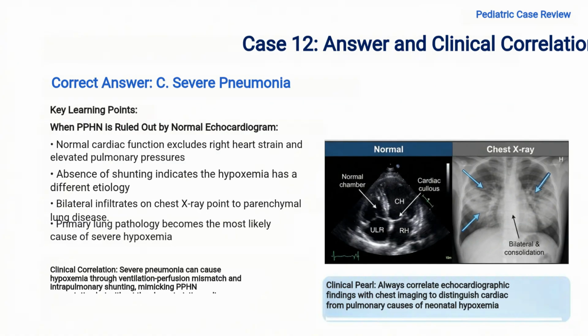This case illustrates the critical importance of echocardiography in the workup of neonatal hypoxemia. A normal echocardiogram excludes right heart strain and elevated pulmonary pressures, effectively ruling out PPHN. The absence of shunting means the hypoxemia has a different etiology. Bilateral infiltrates on chest X-ray point directly to parenchymal lung disease. Severe pneumonia causes hypoxemia through ventilation perfusion mismatch and intrapulmonary shunting, which can mimic PPHN clinically but lacks the characteristic cardiac findings. The key clinical pearl here is to always correlate echocardiographic findings with chest imaging to distinguish cardiac from pulmonary causes of neonatal hypoxemia.